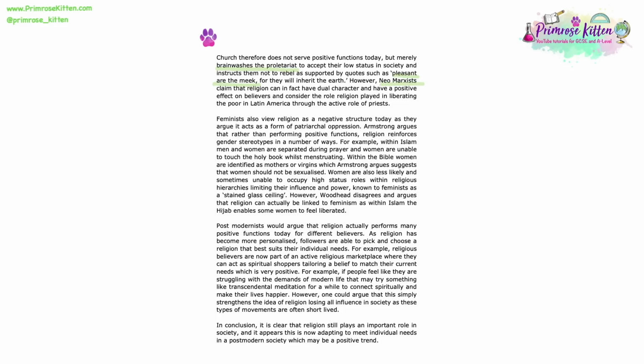However, neo-Marxists claim that religion can in fact have a dual character and have a positive effect on believers, and consider the role religion played in liberating the poor in Latin America through the active role of priests. So again, there's that use of an example once you've made your point about Marxism. We're using the quote opium of the masses, which if you ever talk about Marxist ideology and religion, I think you've got to get in there.